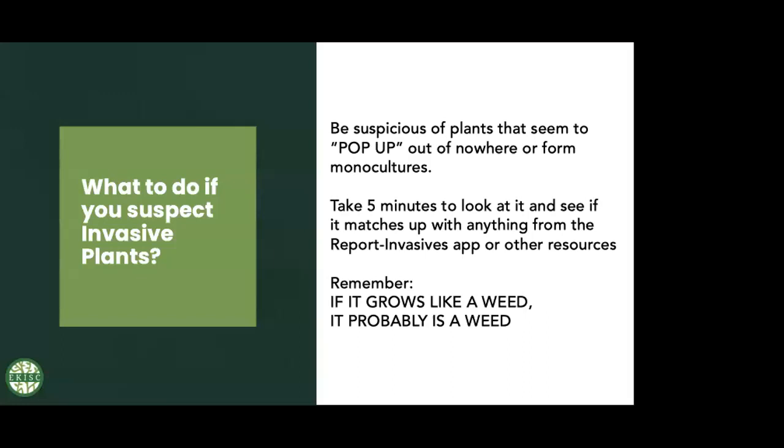So what to do if you suspect that you see an invasive species? We suggest that you be suspicious of plants that seem to pop up out of nowhere or form monocultures. Also, take just 5 minutes to look at it and see if it matches with anything from your ID resources if you have them with you, or take a picture of it and look it up later, which is super helpful. We usually say if it grows like a weed, it probably is a weed. So just be suspicious of the plants that you see around your area, and start to really look around you and notice the land that you're on.